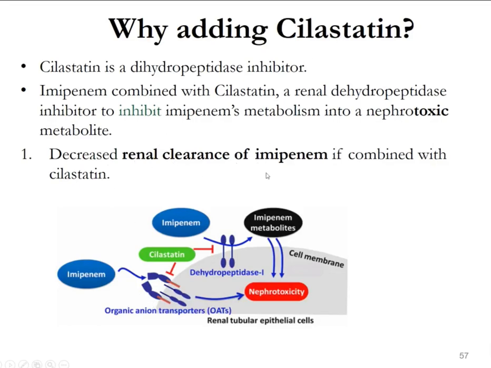Why? It decreases the renal clearance, it inhibits the clearance. So, combined with imipenem, it prevents the metabolism of imipenem into the nephrotoxic metabolite. There are two mechanisms, but the first mechanism is to prevent that nephrotoxic agent. Does that make sense? So it will be preventing the nephrotoxicity. That's the first point to remember. Okay, cilastatin can prevent nephrotoxicity. Also, this can prevent that nephrotoxicity and keep imipenem longer time.